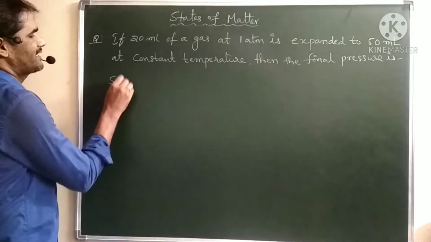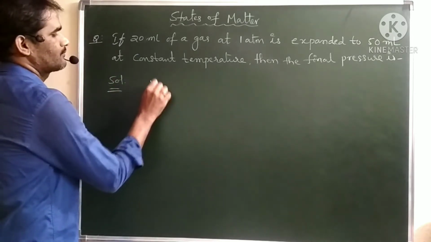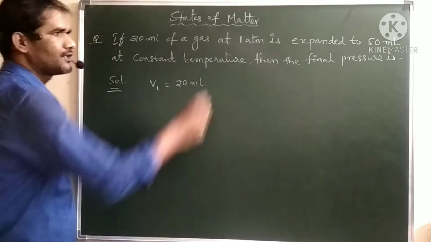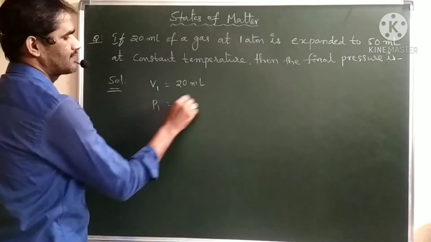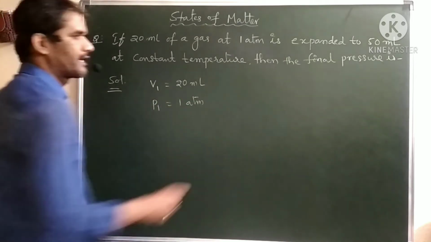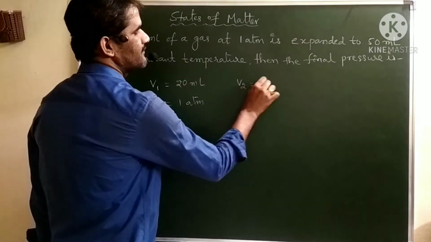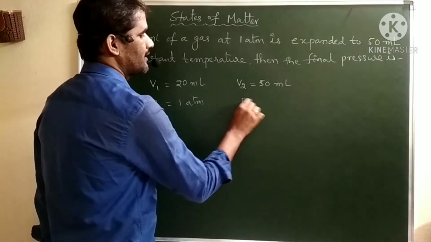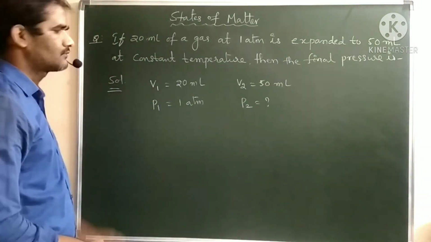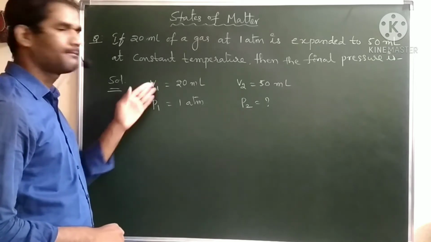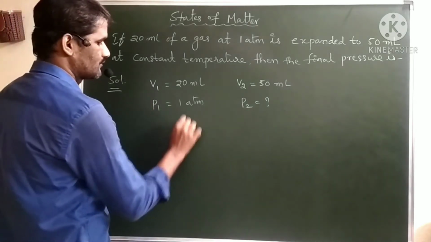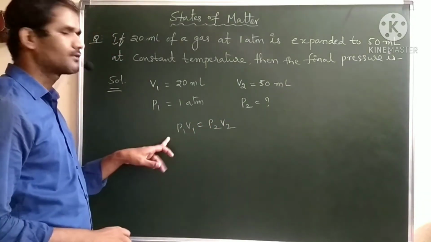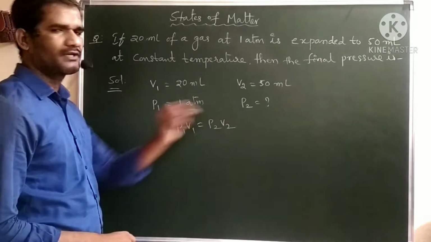The solution for this: initial volume V1 is 20 ml, and the initial pressure, let us assume P1, is 1 atmosphere. It is expanded to final volume V2, which is 50 ml, and the final pressure is what we require here. So the formula we can use here is the relation P1 V1 equals P2 V2 from Boyle's law. Out of 4 parameters, 3 are given. The fourth one we have to calculate.